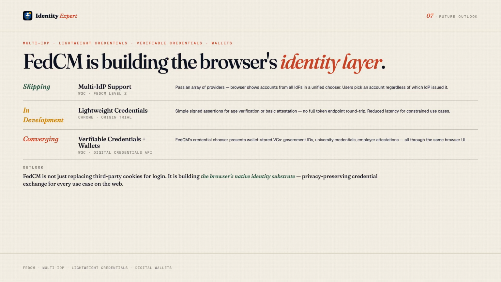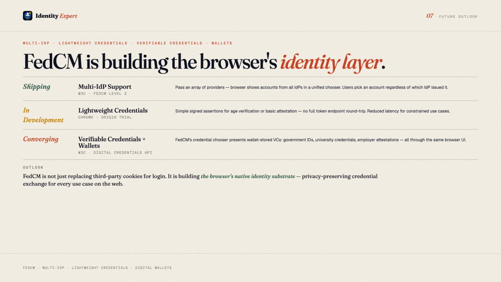Second, lightweight credentials mode. For simple use cases that do not require full OIDC token exchange, like age verification or basic identity attestation, lightweight mode allows identity providers to return simple signed assertions without the full token endpoint round trip. This reduces latency and complexity for constrained scenarios.